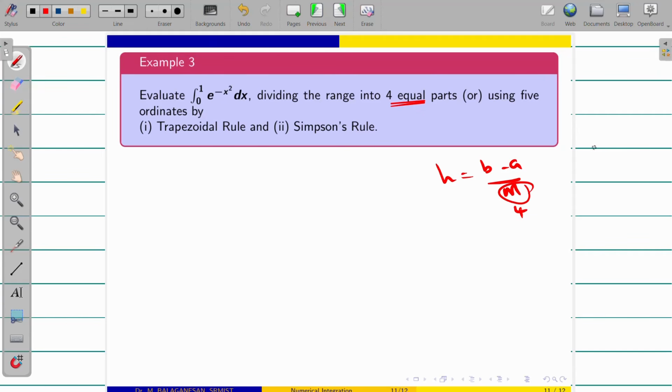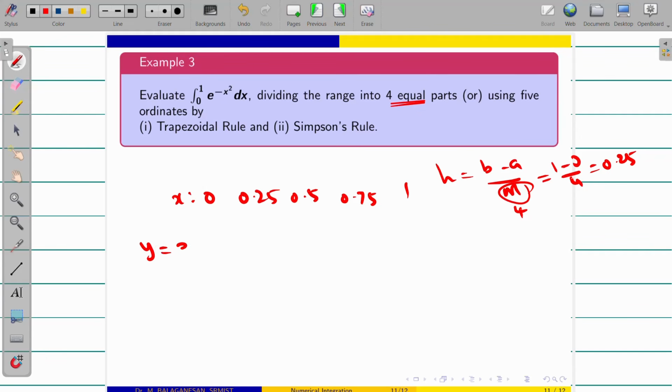So what is A to B? The upper limit is 1 minus 0, divided by 4. It is equivalent to 0.25. So X varies from 0 to 1. What is the difference? It will be 0.25, 0.5, 0.75, 1. And what about the y value?